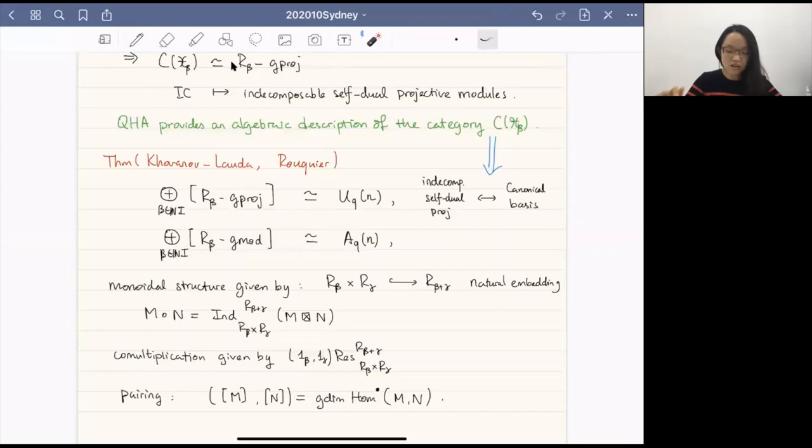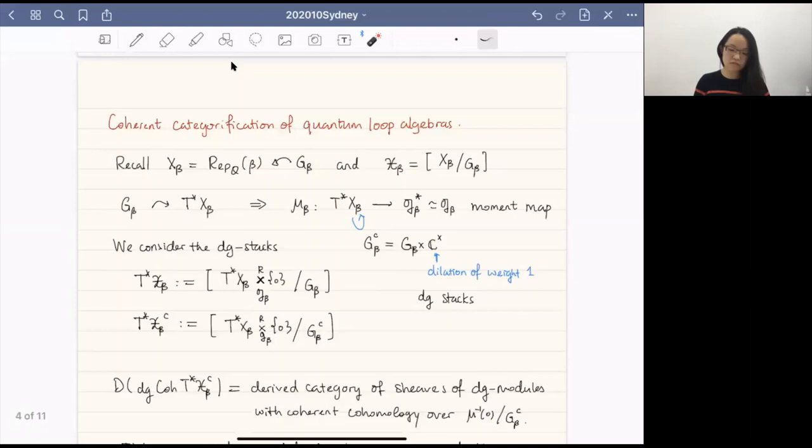Okay, so now in the title, there's the word coherent, and I want to say what I mean by coherent categorification. The previous categorification I discussed was for Kac-Moody algebras. But in Lie theory, there's also an important family of algebras, which are loop algebras of Lie algebras. And it turns out that their categorification should be related to some kinds of coherent sheaves. Remember, we were working with constructible sheaves before, but now we're switching to the world of coherent sheaves.